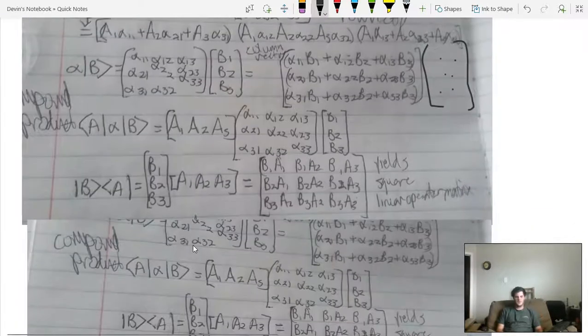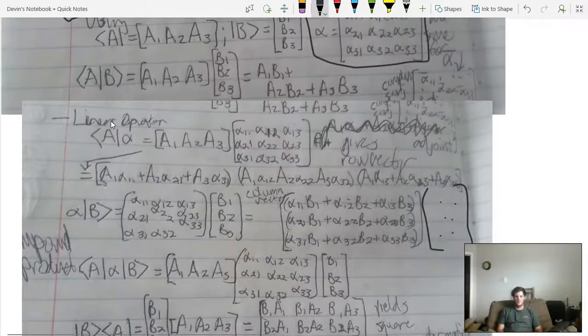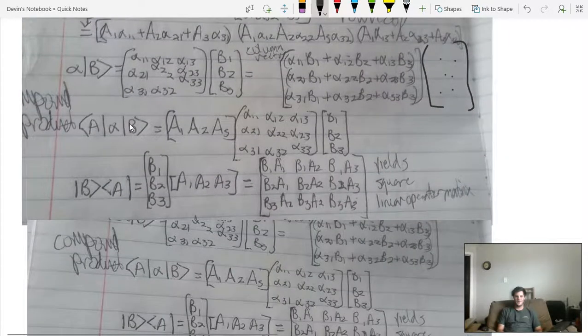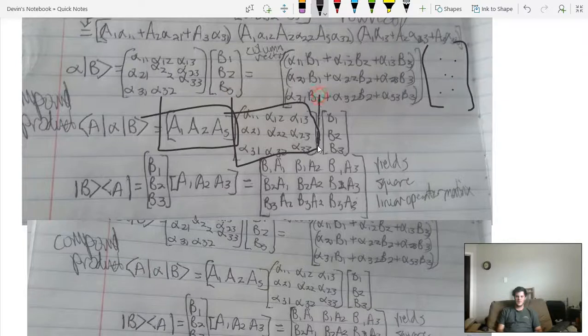Not difficult stuff. Then you get this compound product. You multiply a bra by a linear operator, and then you multiply it by a ket vector, so you get the bra here, then the linear operator, and then the ket vector, and you multiply it all out, and it becomes this interesting new thing. Then you have the inverse.